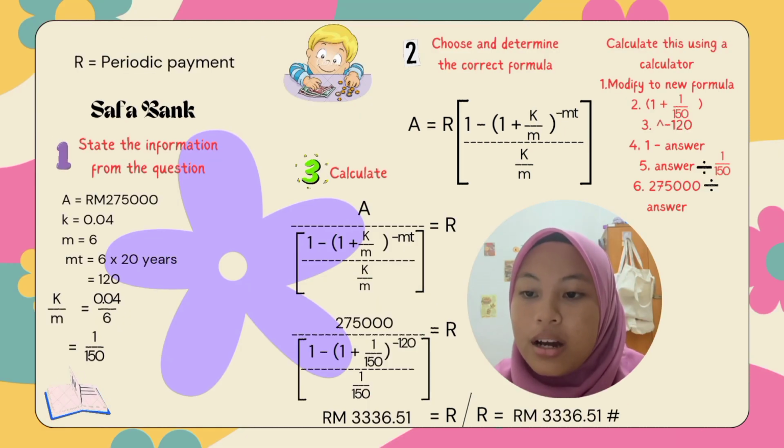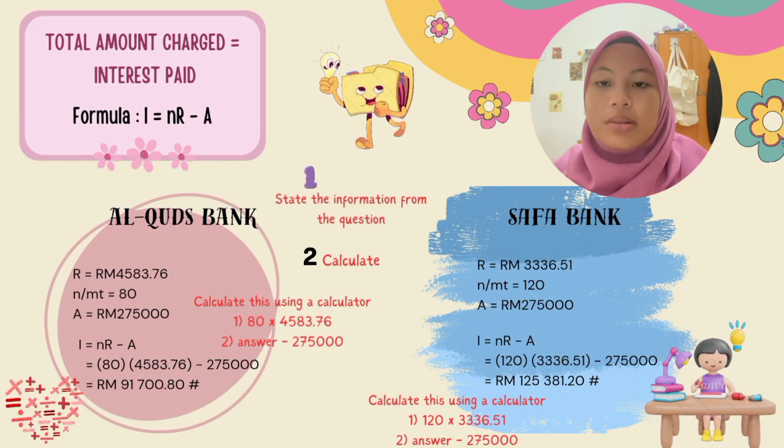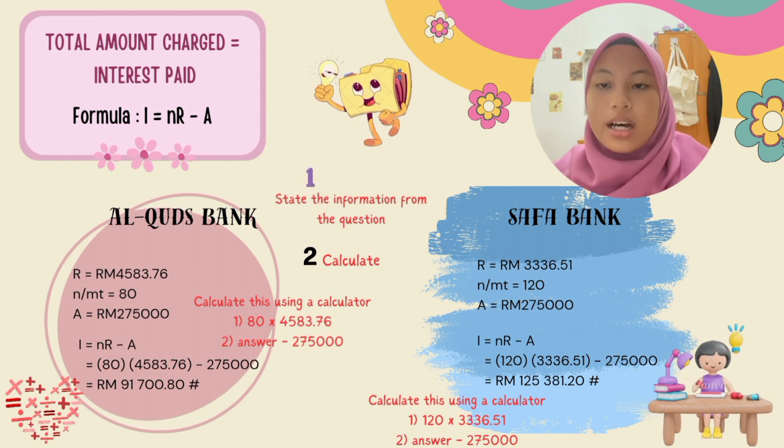RM 3,336 ringgit and 51 cent. Last question for question A. They mentioned the total amount charged. That means it is the interest paid. So the formula is I equal to NR minus A.